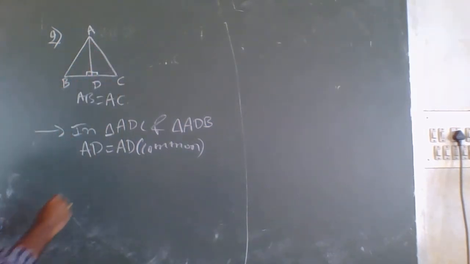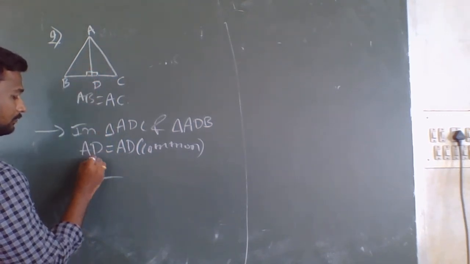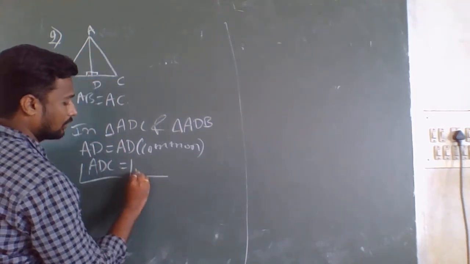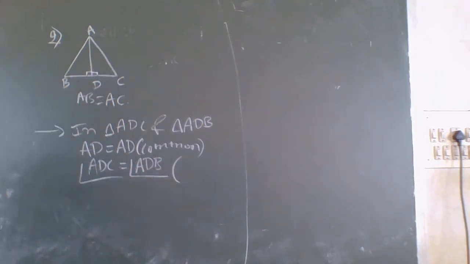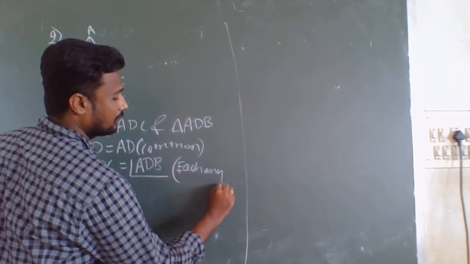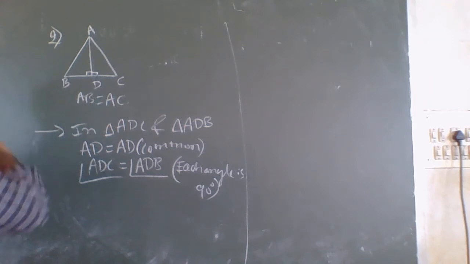Now we can write angle ADC is equal to angle ADB, because these two angles are 90 degrees only. Each angle is 90 degrees. Or you can write this AD is the perpendicular bisector of BC. Therefore, these two angles are 90 degrees, so these two angles are equal to each other.